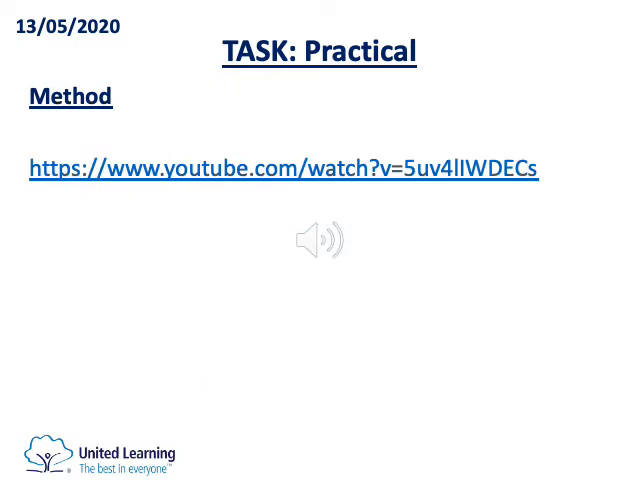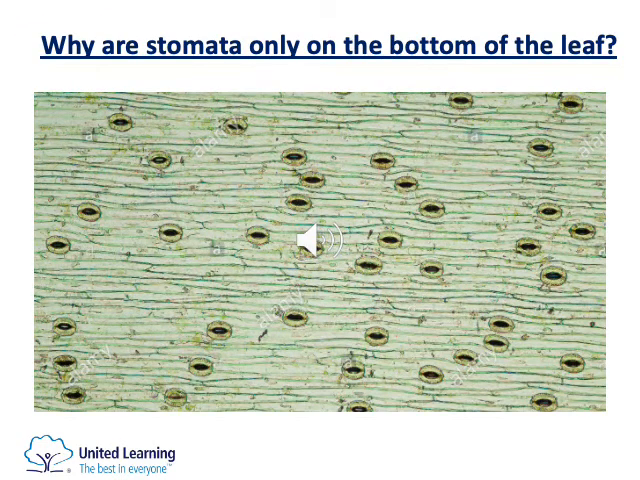Click on the link and watch the video. This should reinforce what we have been looking at. Now there is a question: why are stomata only on the bottom of a leaf? Why are they not found on the top? What do you think? Pause the video, have a think before I give you the answer.